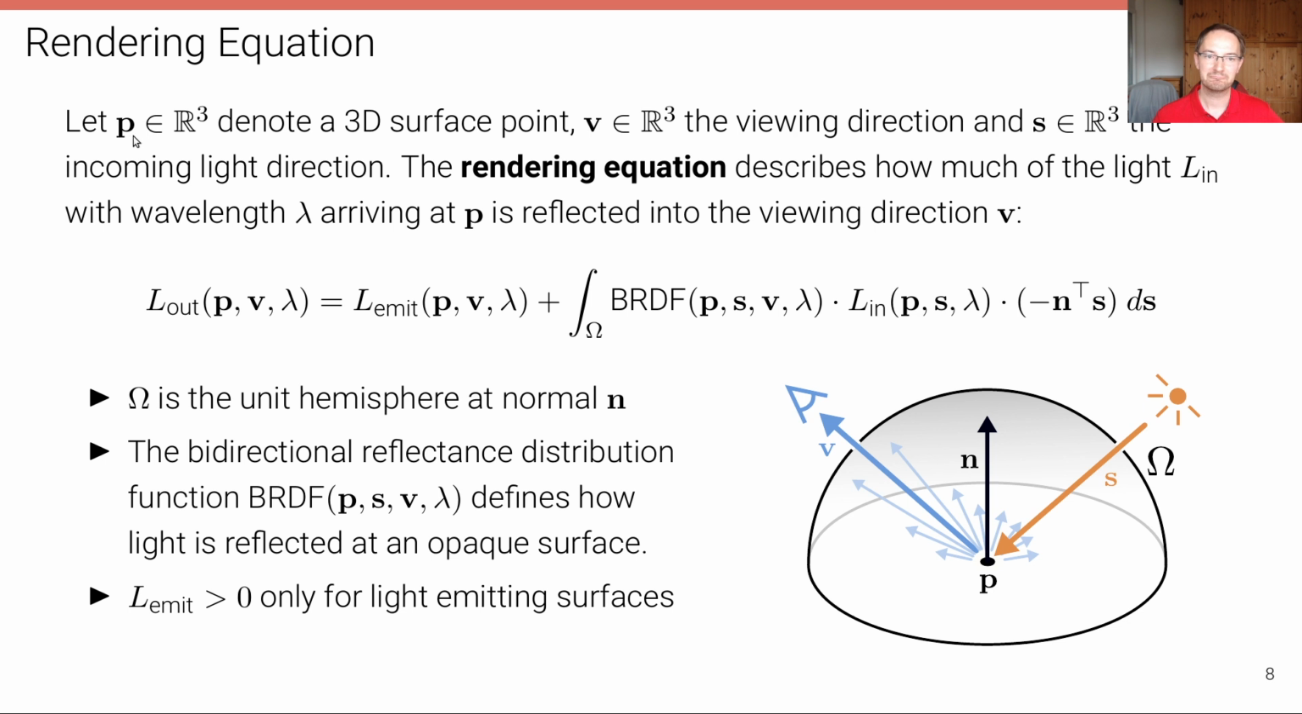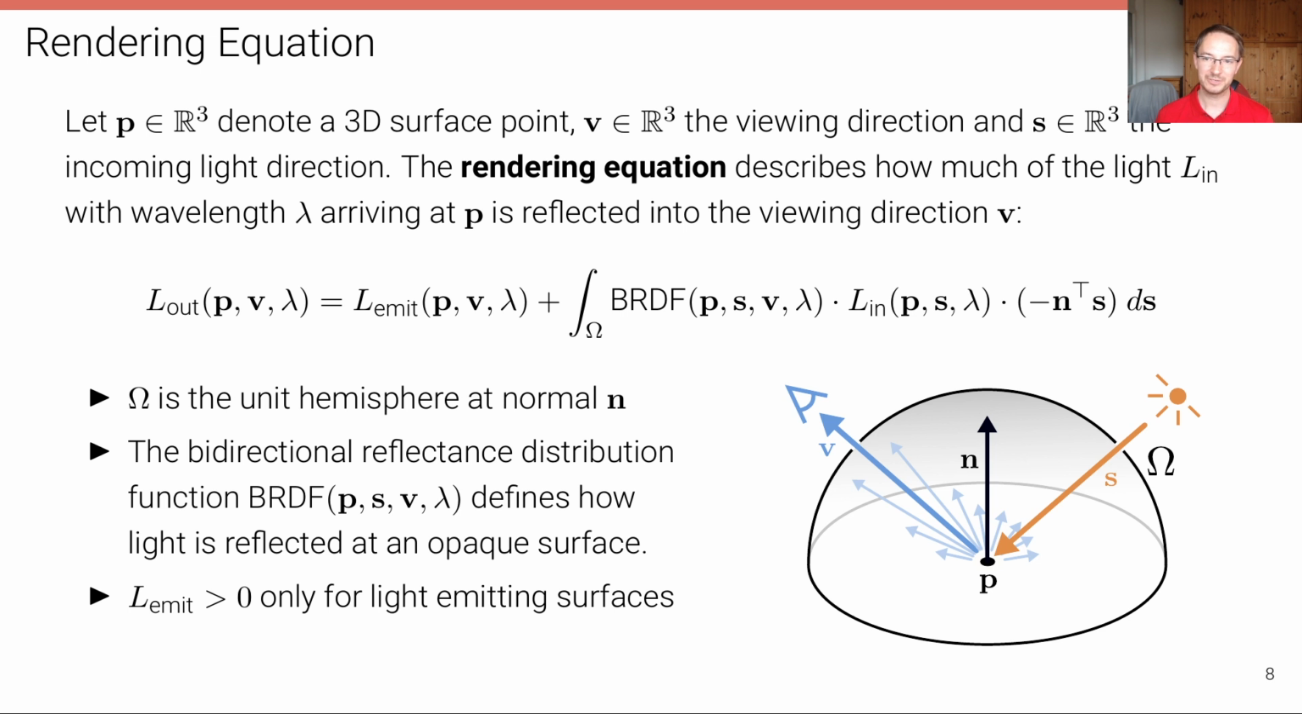Let P denote a 3D surface point and V the viewing direction, and let S be the incoming light direction. So here we have a camera, this is the view direction, and we have an incoming light ray that gets reflected at this surface point with this normal here. So we have this little patch here that gets reflected at this little patch into the viewing direction. So you can imagine that this is a little patch that's located on a bigger surface.